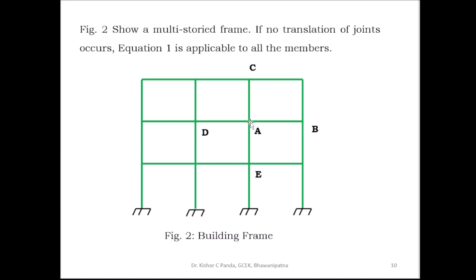Let us take the joint A, and this is the member AB, this is the member AC, this is the member AD, and this is the member AE. All the members AB, AC, AD and AE are meeting at the joint A. Due to no translation of joints, the equation is applicable to all the members. This is the equation 1. So you can find out the moments MAB, MBA, MAC, MCA, MAD, MDA and MAE, MEA.